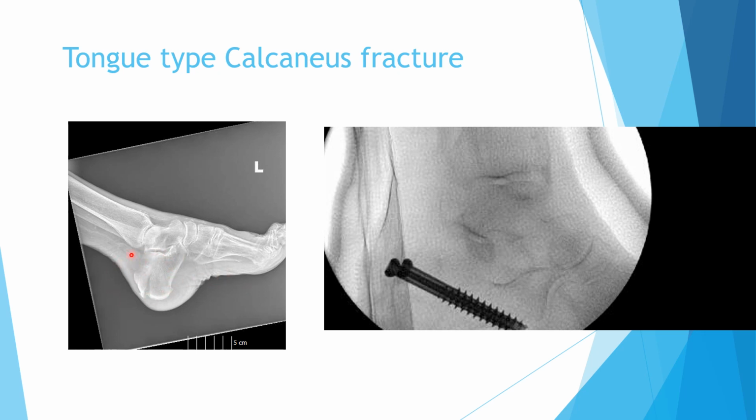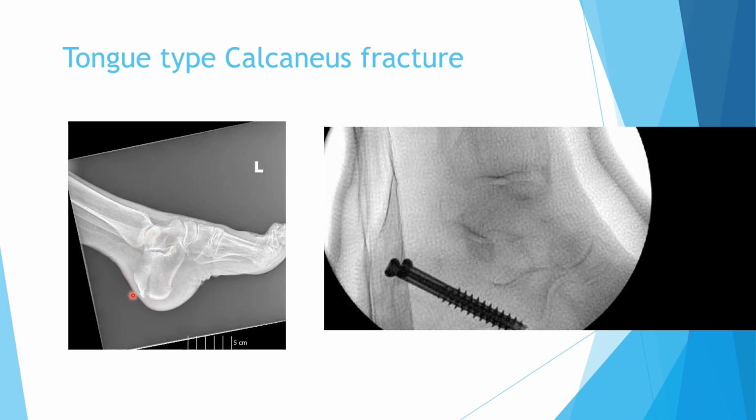One thing I want to emphasize here: this is not a calcaneal tuberosity avulsion, as we saw in the beginning of the lecture. If this was a calcaneal tuberosity avulsion, you would have a fracture that goes here, anterior to the calcaneal tuberosity, but you see the fracture goes all the way to the articular surface. So this is a tongue type.